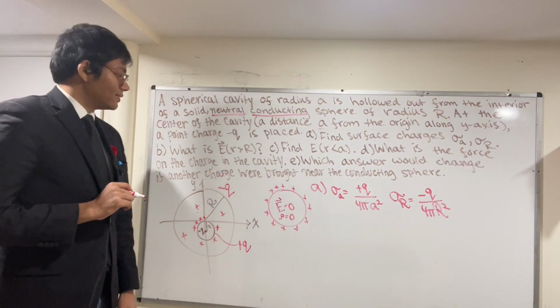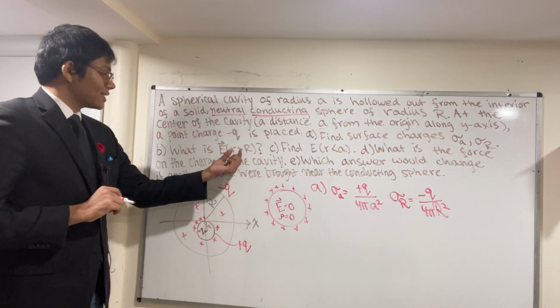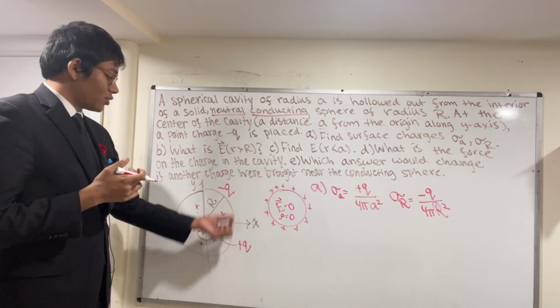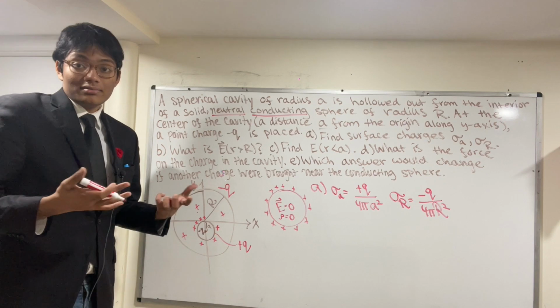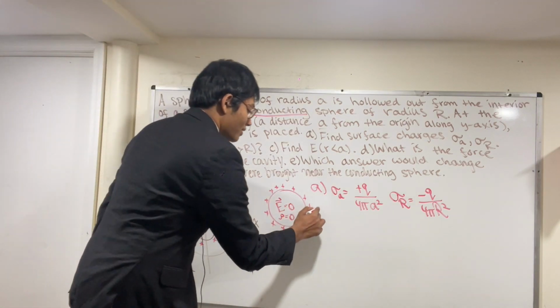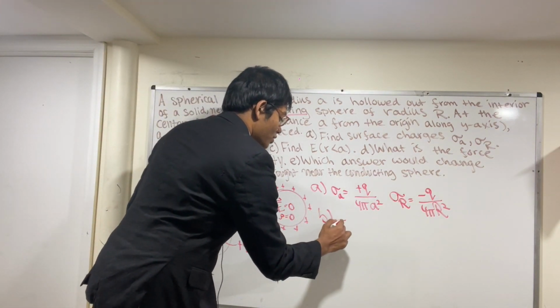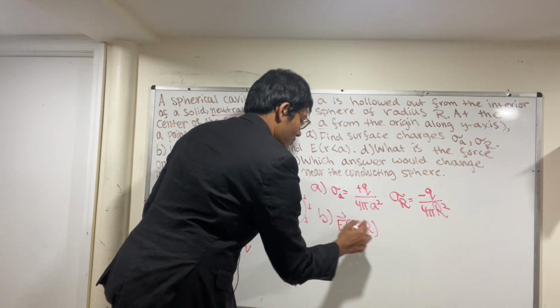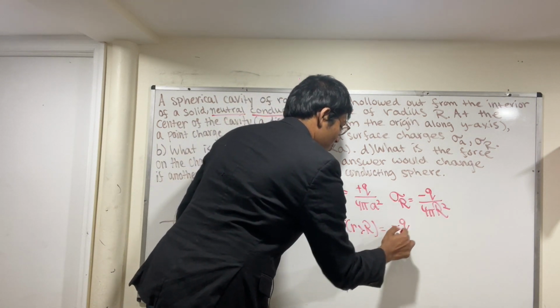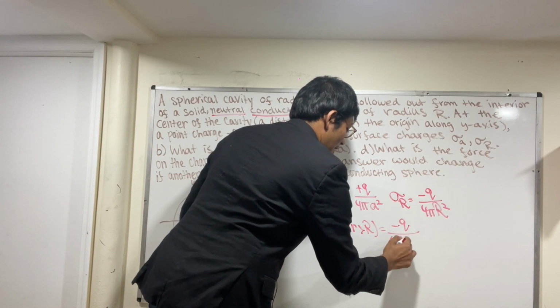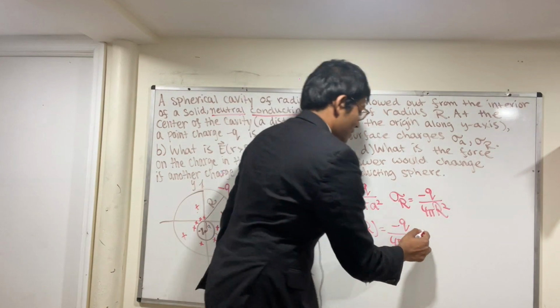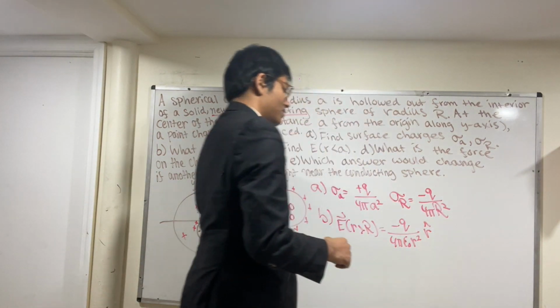That's part A. Part B asks us, what's the electric field outside? Well, now that we know the total surface charge outside the conductor, it's quite easy. The electric field outside will be simply that of a point charge with magnitude minus q, which is going to be minus q over 4 pi epsilon naught r squared. And of course, it is in the r hat direction.